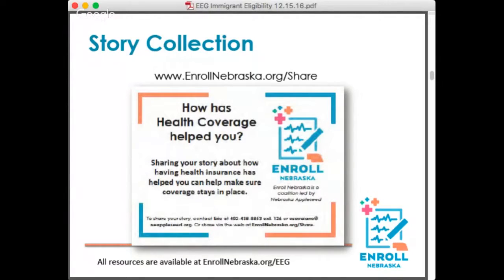That's one way that we are working to ensure that we have the Affordable Care Act going forward, and really showing the value of this product and how it is affecting people's lives in Nebraska. Our delegation needs to hear that, and we are helping that effort with this story collection.